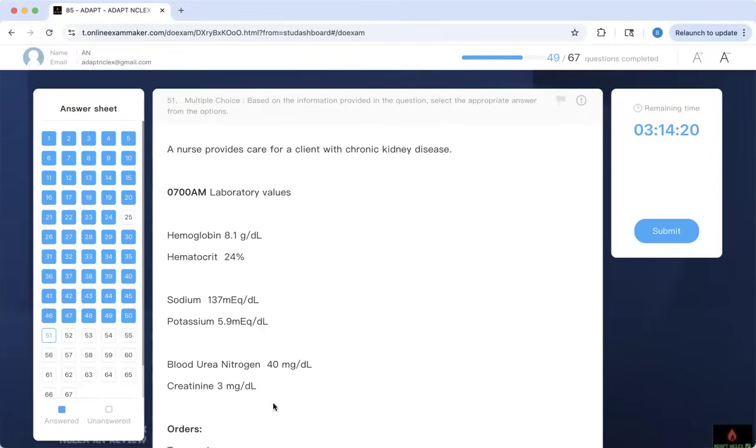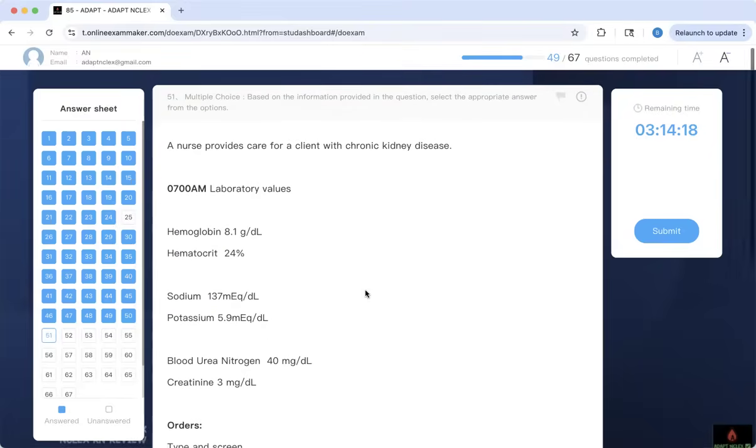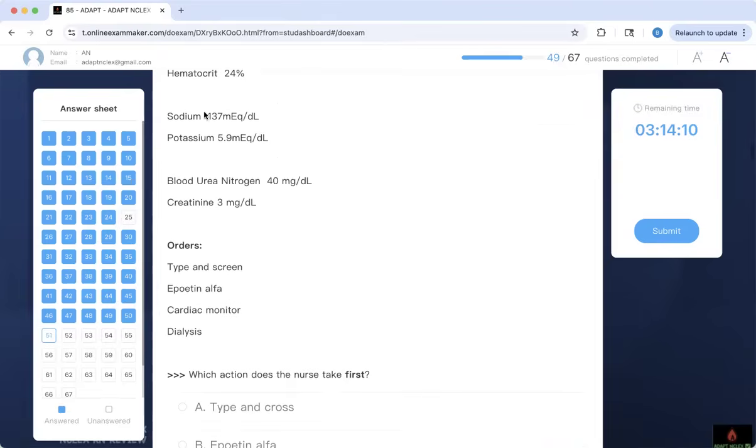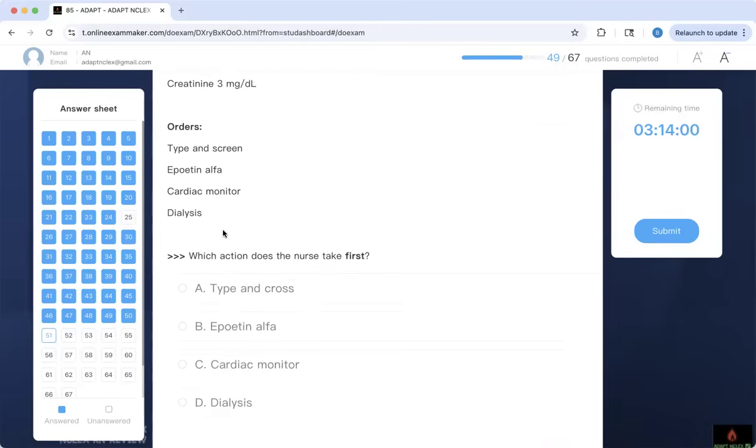And let's provide care for a client with what? Chronic kidney disease. At 7 o'clock, you have what? Hemoglobin index. This is consistent with chronic kidney disease, a little bit of anemia. Potassium is high, sodium is normal. BUN and creatinine expected, right? Potassium, I don't like it. It's almost close to 6. These are the orders. We need to type and cross and screen and give them blood. We need to give them something for hypotension, put them on a cardiac monitor, and dialysis.